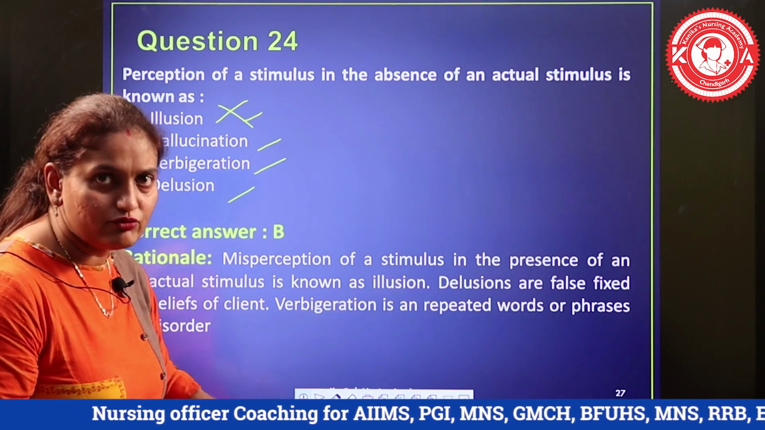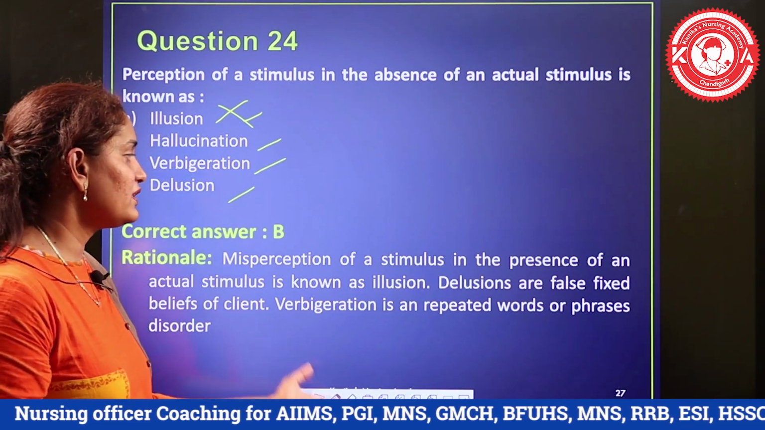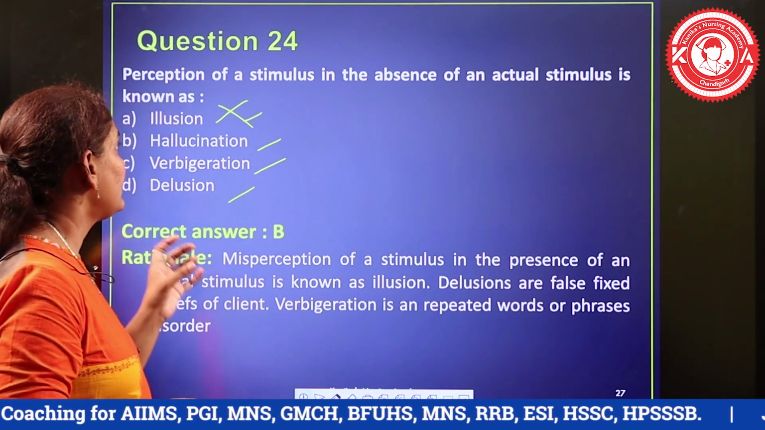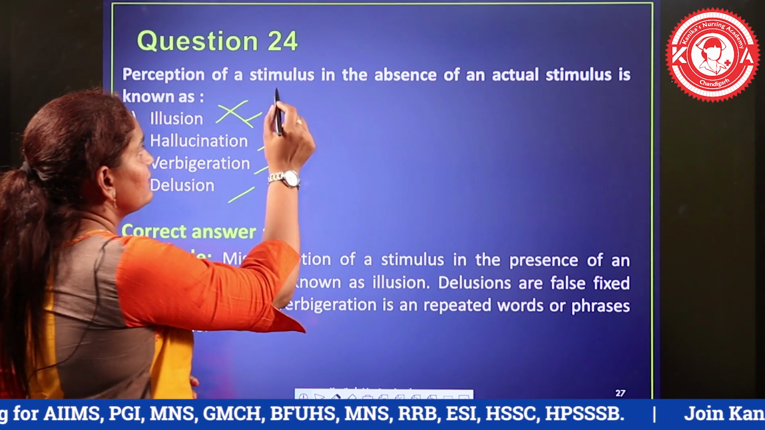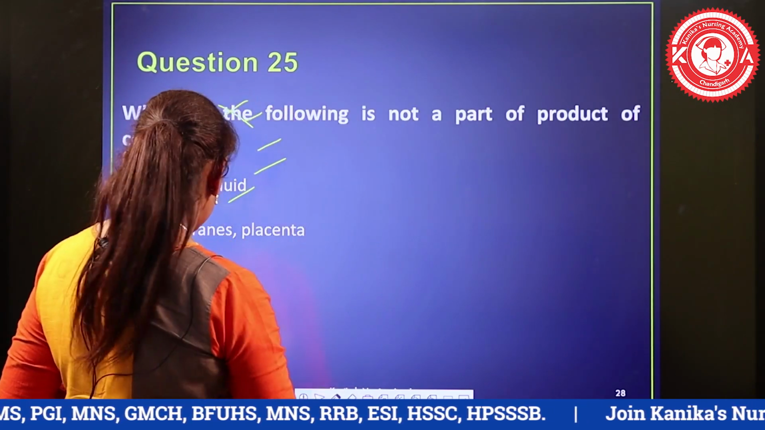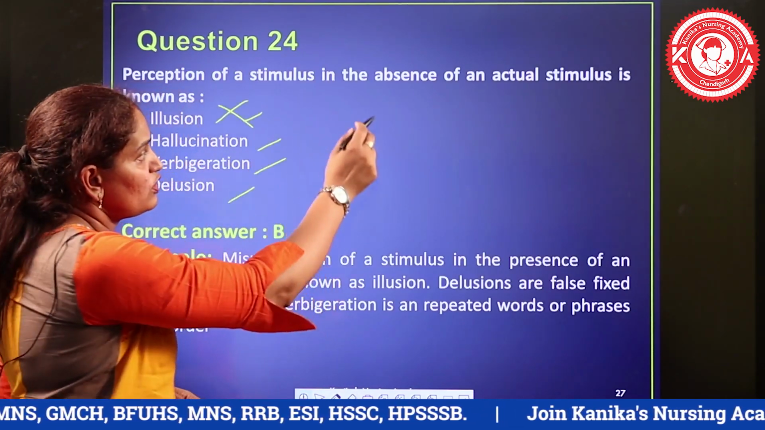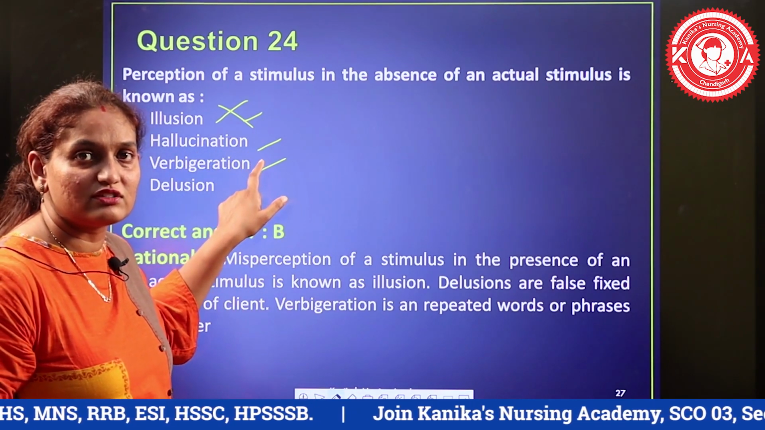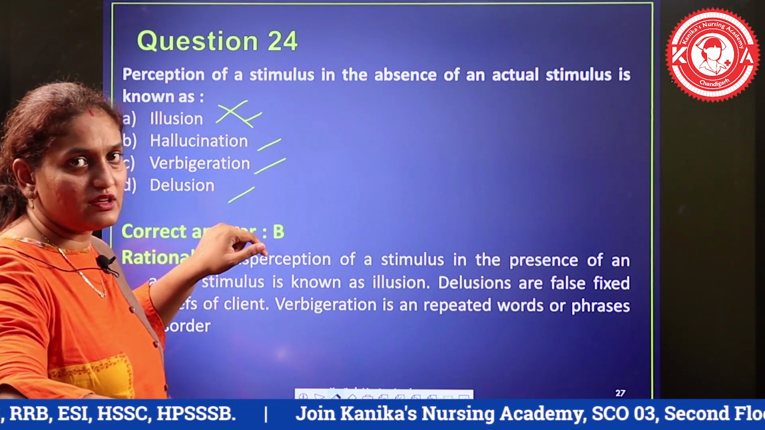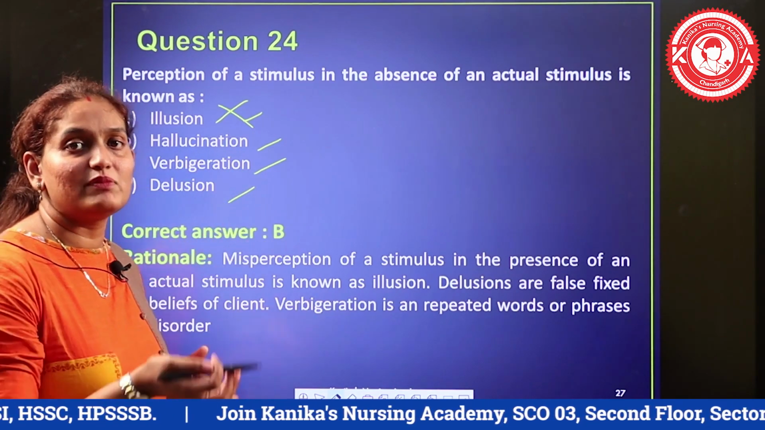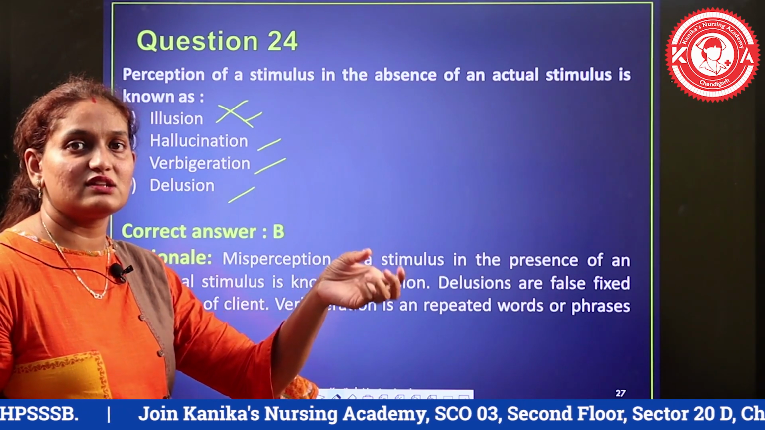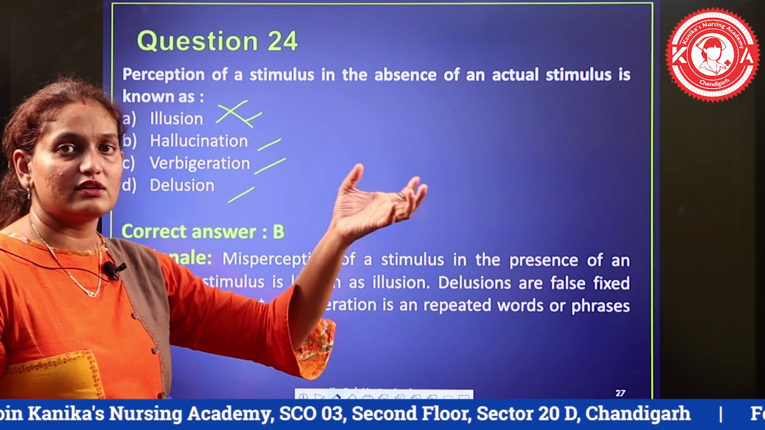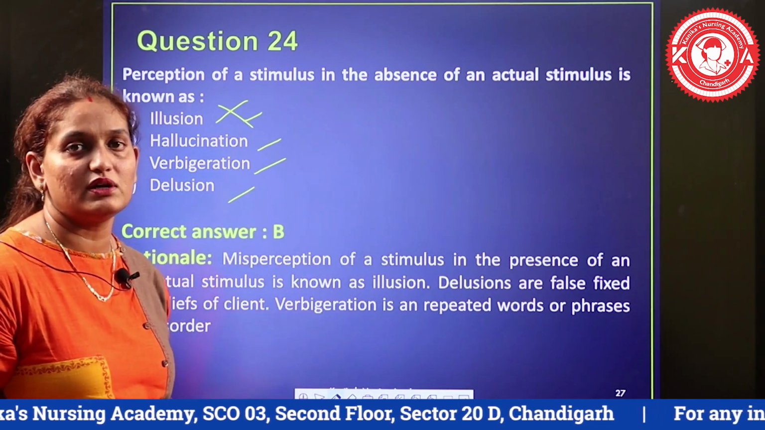Delusions are fixed false beliefs, and verbigeration is the repeated words or phrases in a particular disorder. Perception of a stimulus in the absence of an actual stimulus is a hallucination. But if a stimulus is present and it is perceived in a different manner, like a rope perceived as a snake, that will be illusion. But if something is not present and somebody is able to hear or see something, that will be a hallucination.